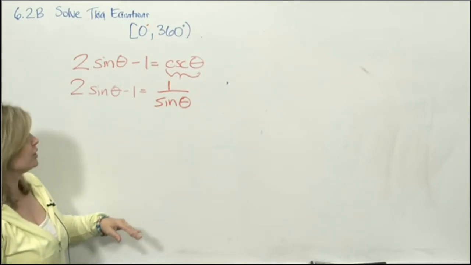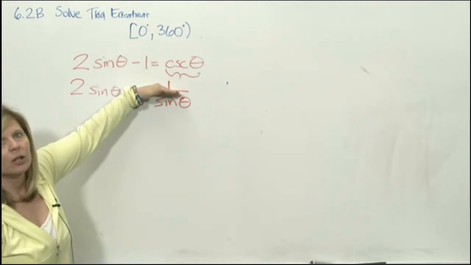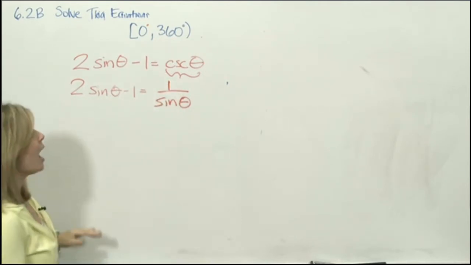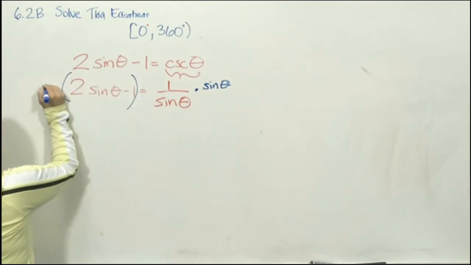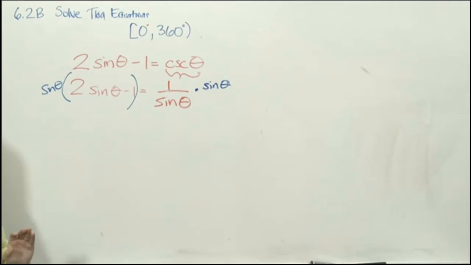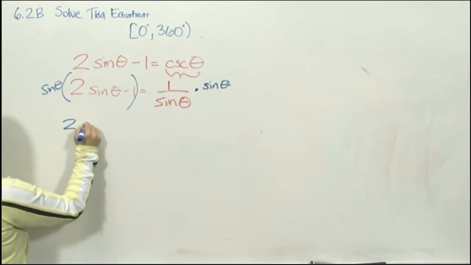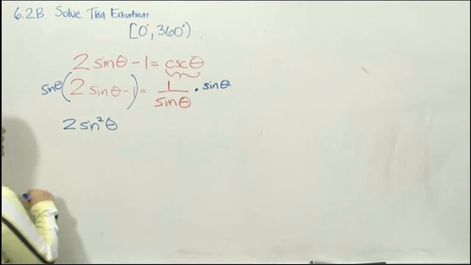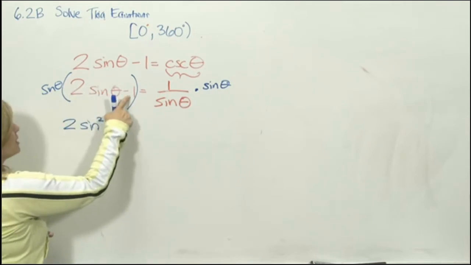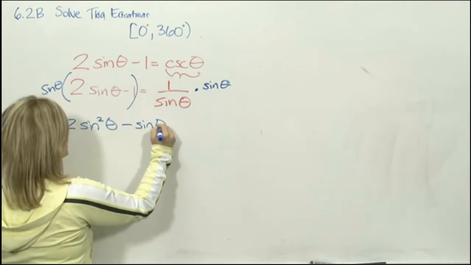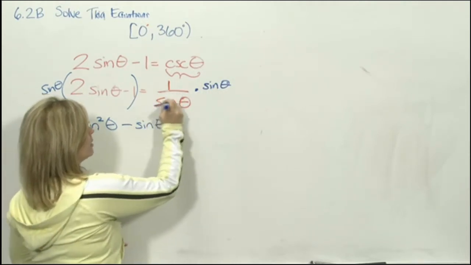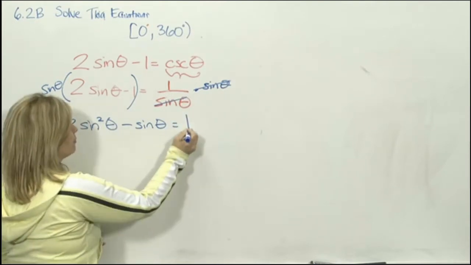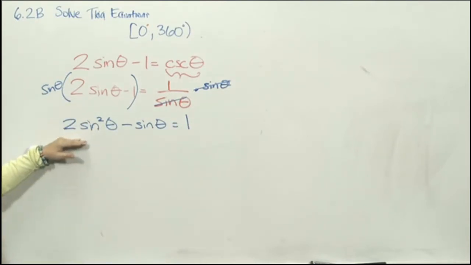To get rid of a fraction, you do the opposite. This bar means division. So to get rid of a divide by sine, I multiply by sine. But if I do it to the right, I've got to do it to the left to keep balance. And here we go. What is sine theta times 2 sine theta? That would be 2 sine squared theta. What is sine theta times negative 1? That would be negative sine theta. What happens when you multiply by sine theta and divide by sine theta? Those are opposite operations. They cancel out. There's your equation now. No more fraction.